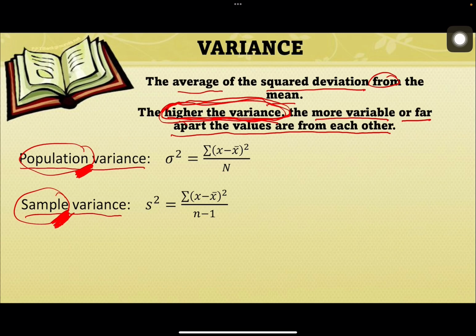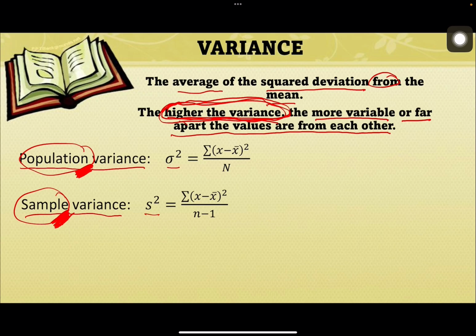Okay, so ulitin ko, population means kalahatan, kabuuan. For example, meron tayong 1,000 students for grade 10. Pag sample naman is yung representative lang ng ating population or galing siya dun sa population. So, mas maliit na grupo to na kinuha natin sa population. So, for population variance, ang ginagamit natin na symbol ay ito. And for sample variance, ang ating symbol na ginagamit ay ito.